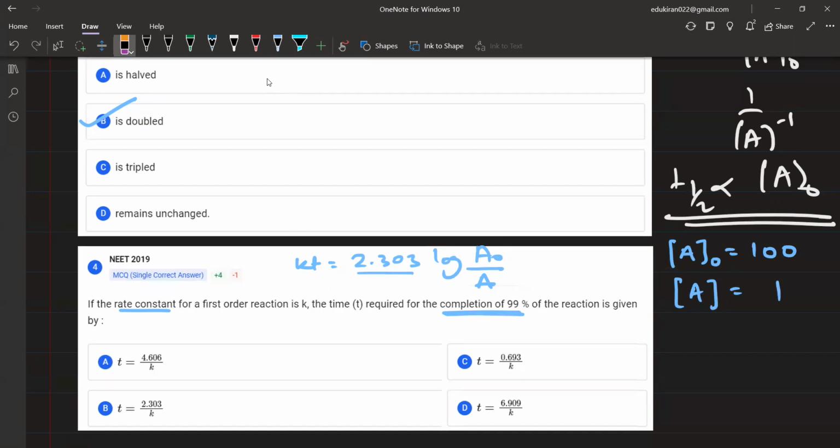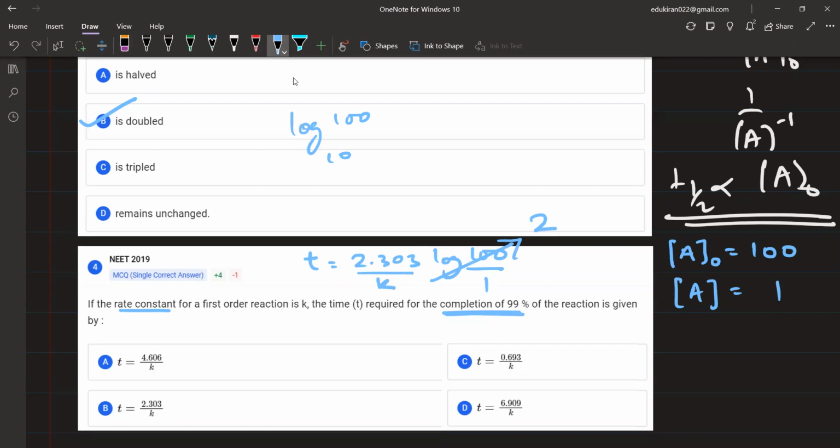ठीक है. Also, what I'm doing, हम K को यहाँ से हटा के, KT था. So I'm removing that K and writing T here, and this is divided by K. Log of A naught is equal to 100. And the remaining concentration is what? Because 99% has been completed, the remaining percentage will be 1. So log of 100 will be equal to what? 2. Yes or no, please tell me.